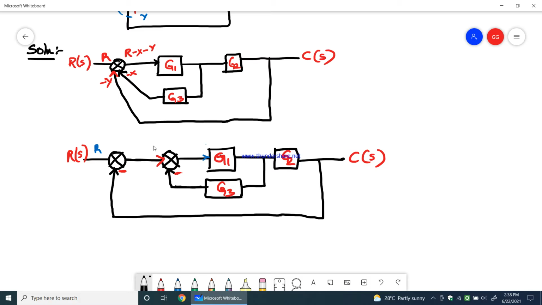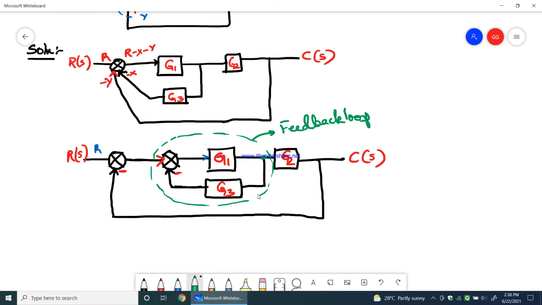Now this is the block. If you see here, this block seems to be a feedback loop, right? A feedback loop means you're taking something from here and giving that as a feedback.